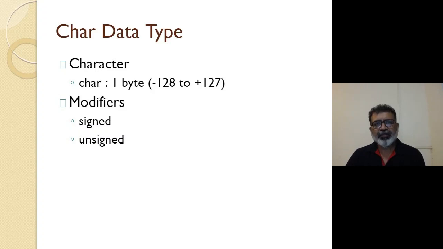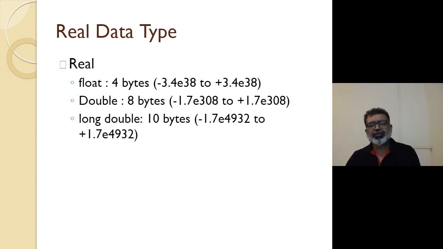Signed is the default modifier, so that's why we do not write signed int. We do not use that because it is the default. When you write int x, it is as good as signed int x, and it means it can take negative values as well as positive values. Same applies to character.